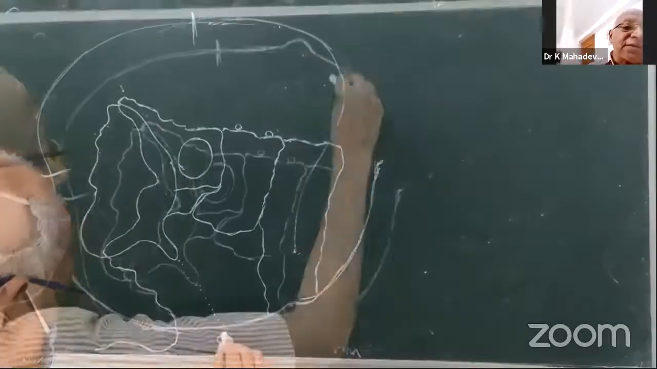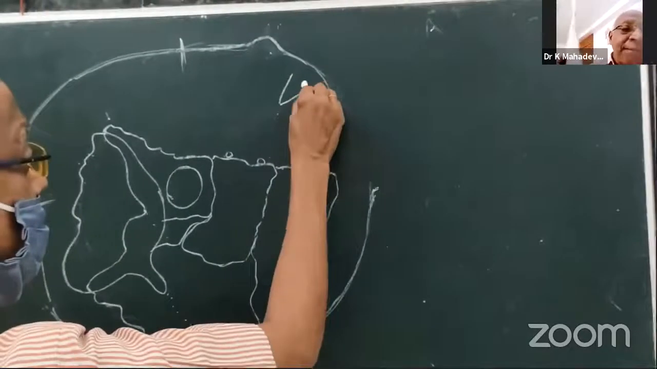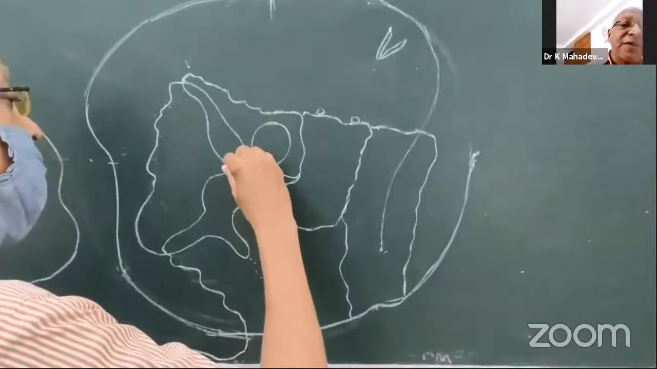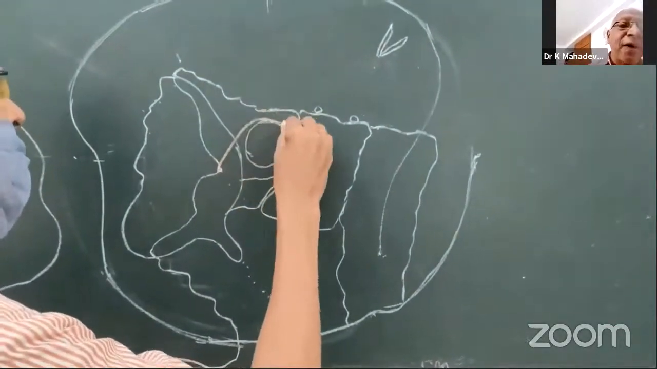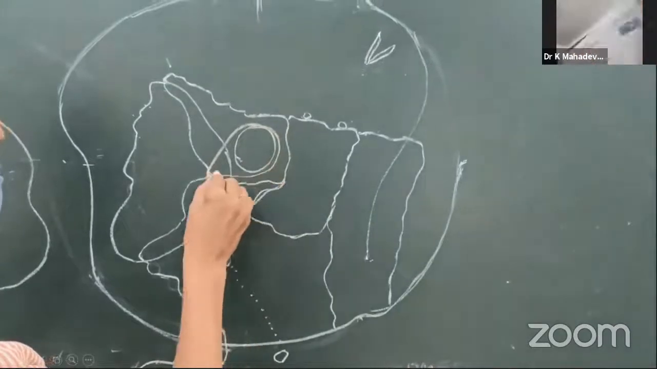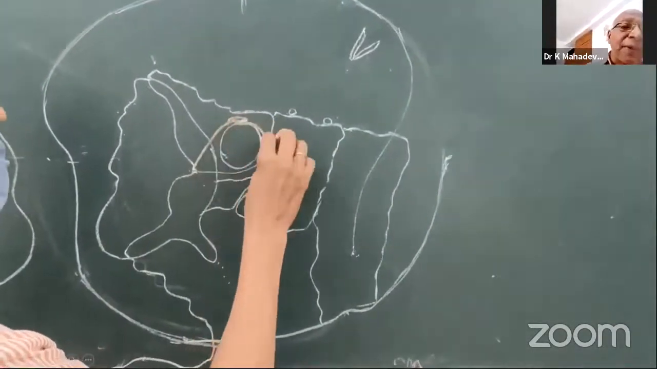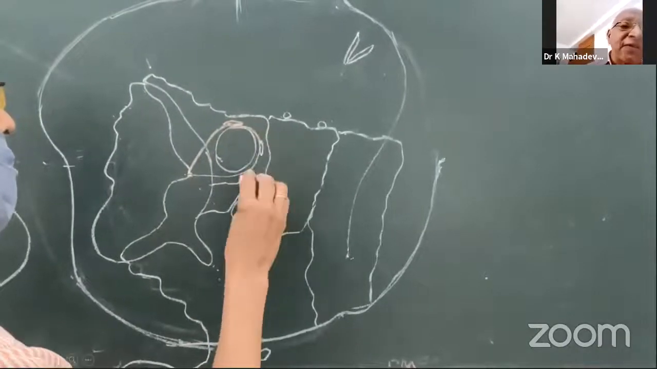So there go the various bony sutures. Now the infraorbital fissure is converted into a canal, and the infraorbital foramen is there. I am drawing it just outside.